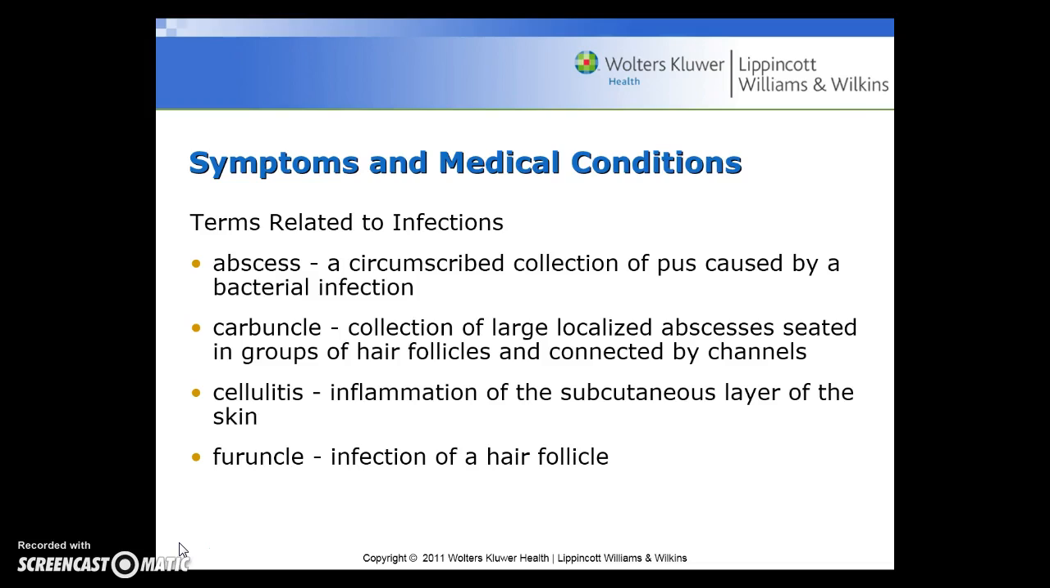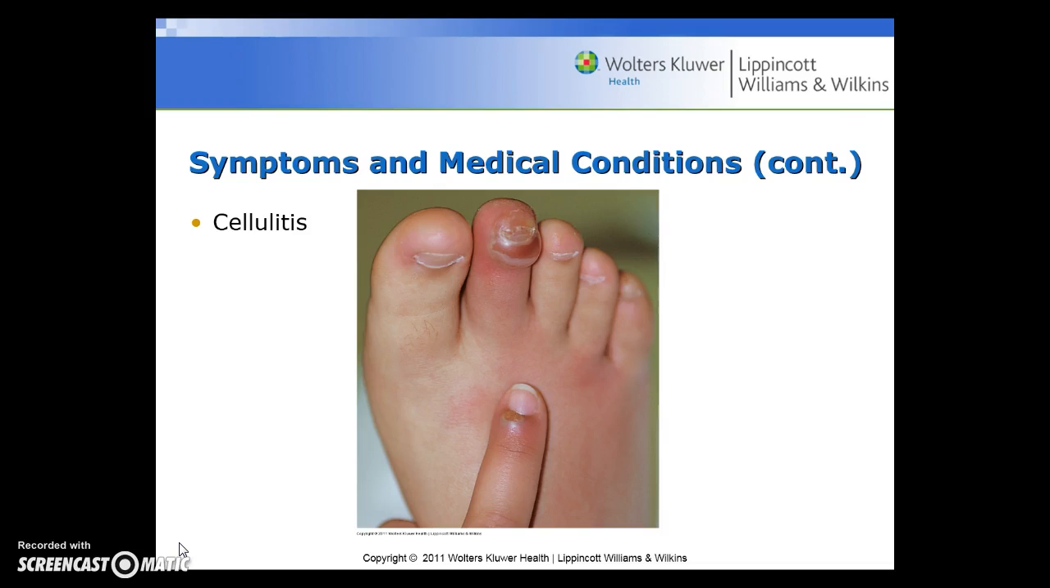An abscess is a circumscribed collection of pus caused by a bacterial infection. A carbuncle is a collection of large localized abscesses seated in groups of hair follicles and connected by channels. Cellulitis is inflammation of the subcutaneous layer of the skin, and a furuncle is an infection of a hair follicle.